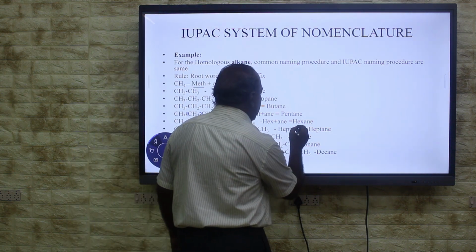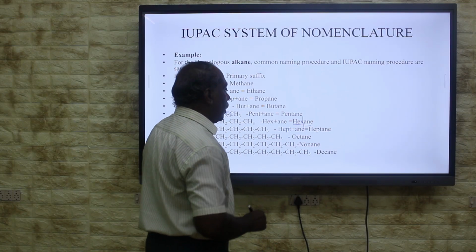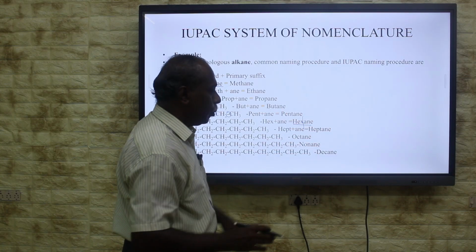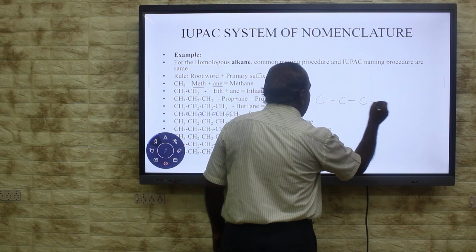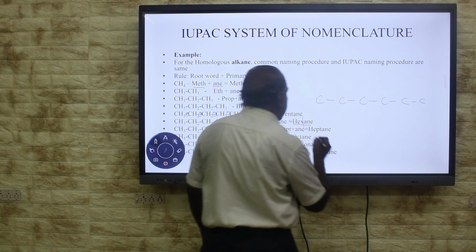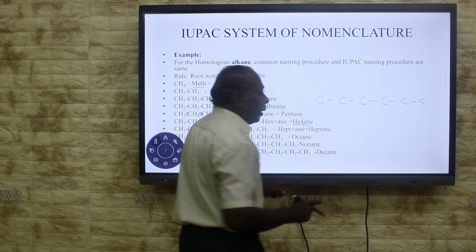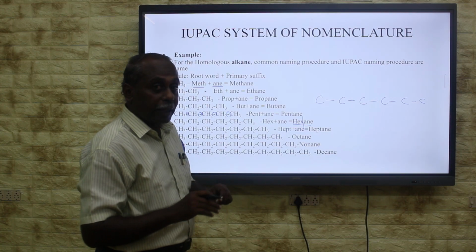For example, I will give an example, hexane. You split the compound name into 2 parts, root word and suffix. Hex means 6, so there are 6 carbons. Then ANE means they are connected by single bonds. Here, you should remember that each carbon is tetravalent.